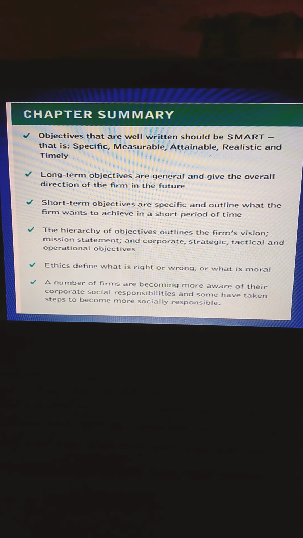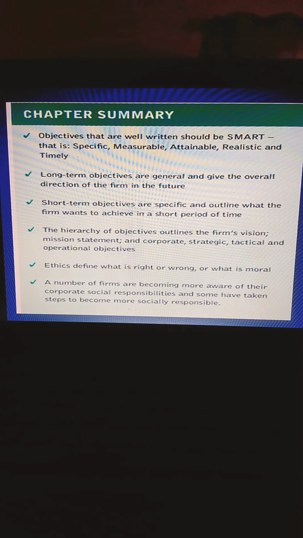So now we look at the chapter summary. You have seen where we spoke about the objectives, that they must be well written. They should be SMART, which is S for specific, M for measurable, A for attainable, R for relevant, and T for timely. We look at the different types of objectives. We said we have short term, medium term, and long term. We also look at the hierarchy of objectives. This outlines the firm's vision, mission, and corporate, strategic, tactical, and operational objectives.